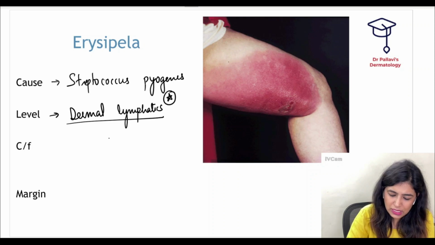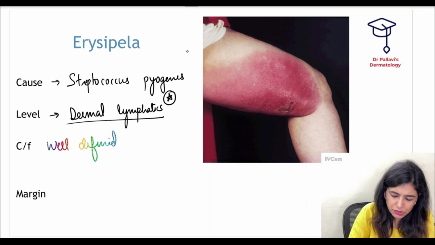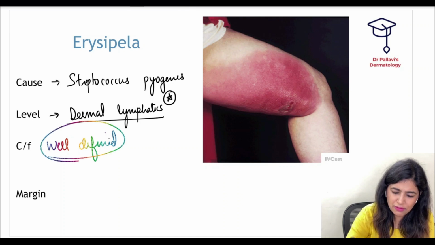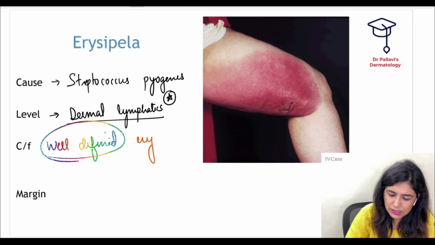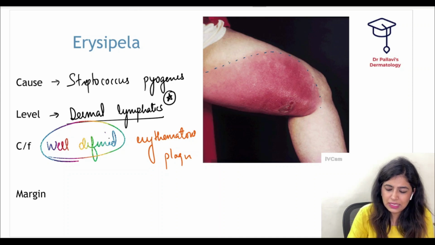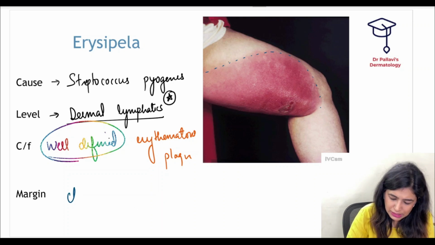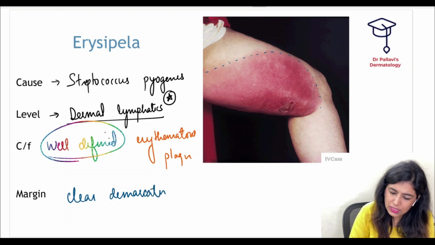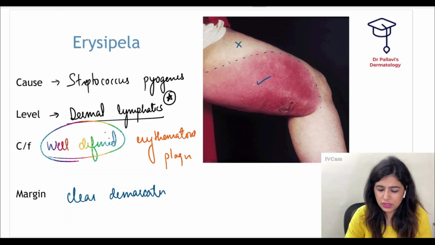Clinically, it looks like a well-defined, very important word which I used here, well-defined, erythematous plaque. That is also something that you can see in the image here. Look at the image. See the margin of the lesion. Do you see that this is such a well-defined red lesion? It has a clear demarcation between the involved and the uninvolved skin. This is the involved and the uninvolved. You can clearly make out the difference.